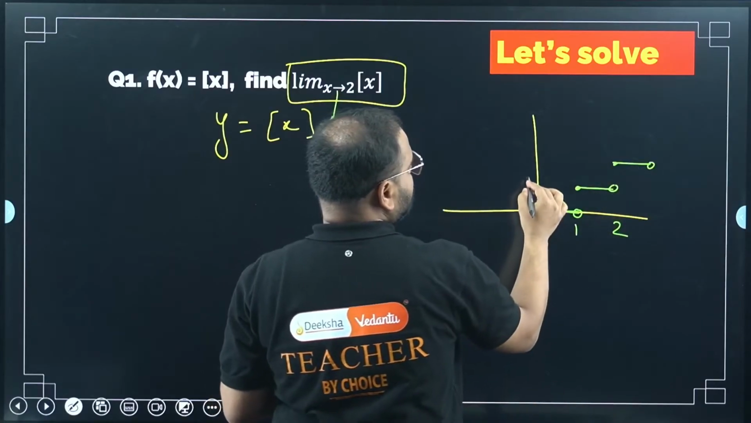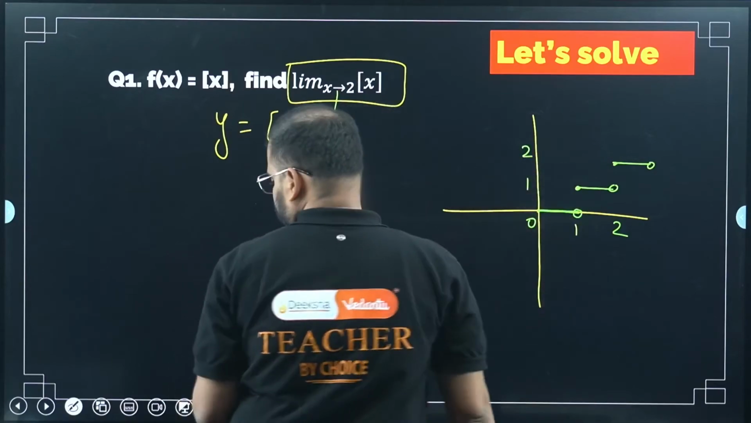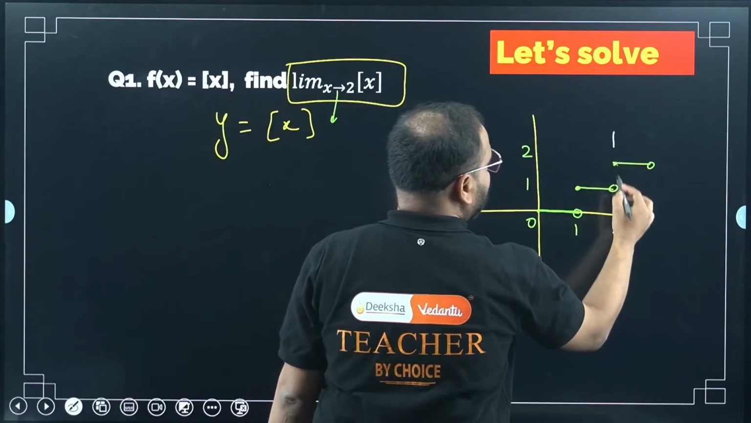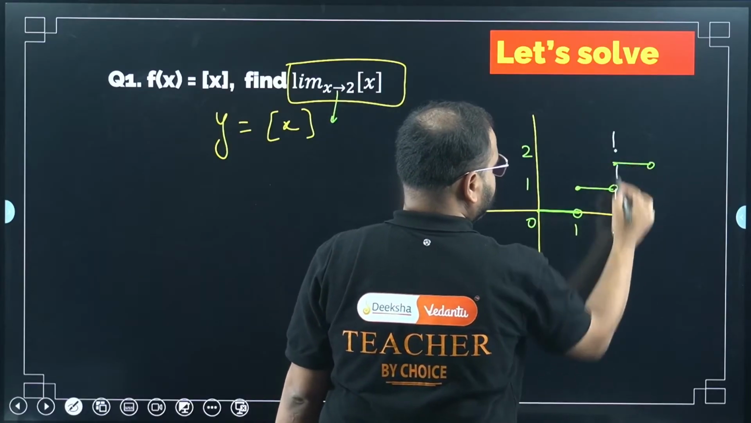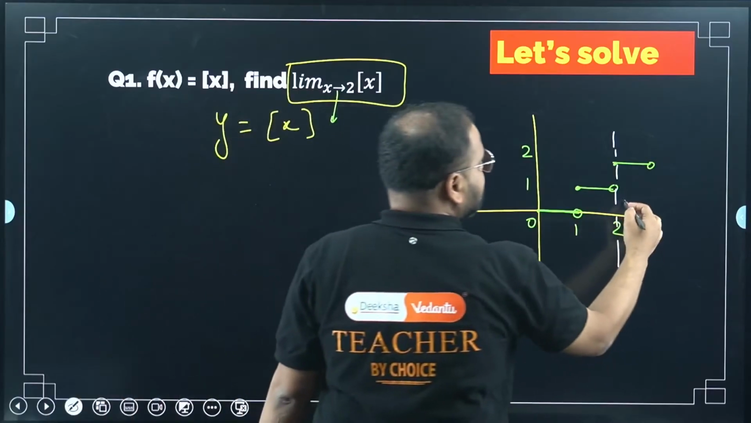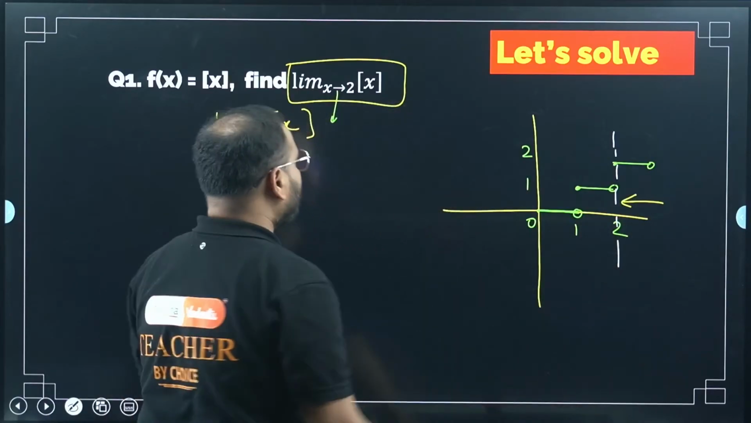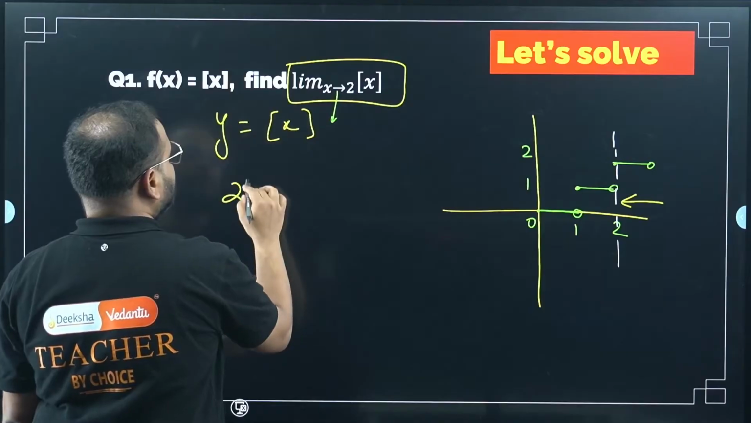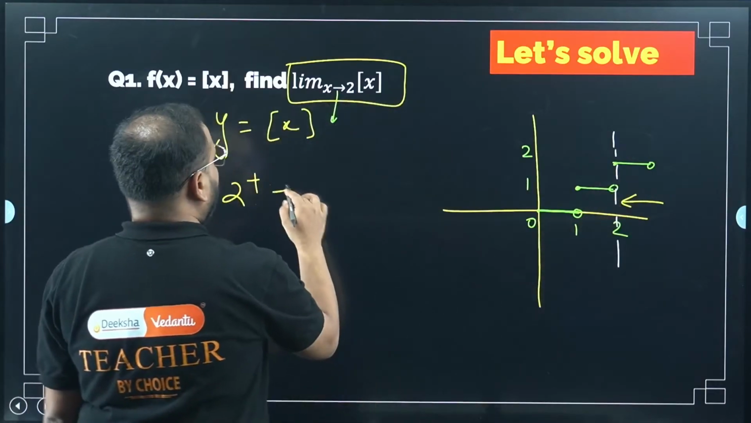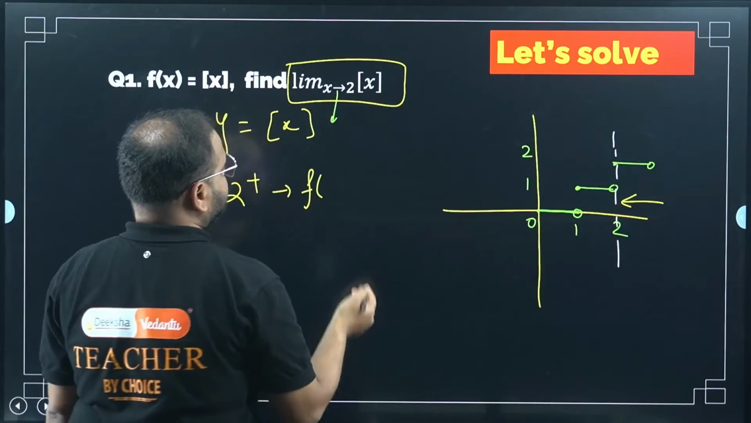What is this value? This is 1, this is 2. Now please check. I hope you can answer the question from the graph only directly. If I try to approach 2 from the right side, what is the value of the function? How will the function look?